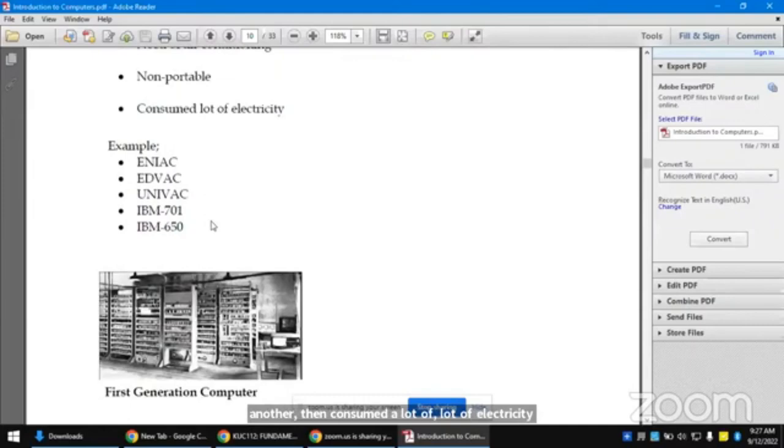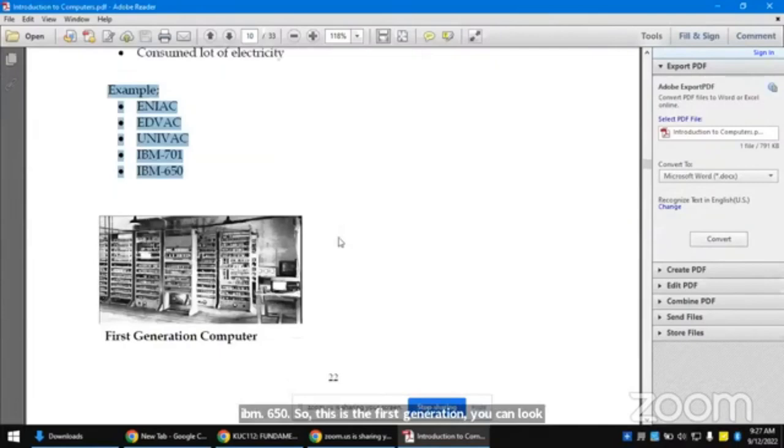So for examples of this particular generation, we have the ENIAC, then we have EDVAC, UNIVAC, and IBM 701, IBM 650. So this is the first generation. You can look at it and you can see a photo there to help you. The first generation computers had their own disadvantages, and this led to the advancement to the second generation.